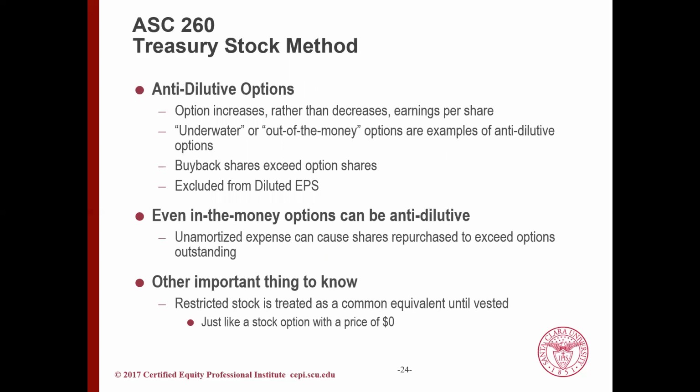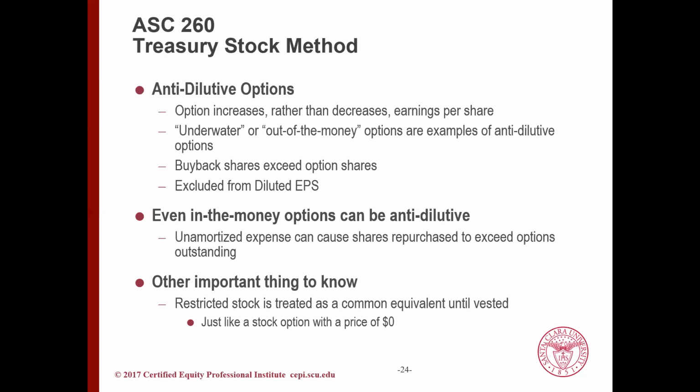So any stock option that would have the effect of increasing earnings per share is considered to be anti-dilutive and is therefore excluded from the calculation in its entirety. Your diluted EPS should always be less than your basic EPS. So options that would increase the EPS calculation are therefore excluded completely. Underwater or out of the money options are also considered anti-dilutive and thus are not included in diluted EPS.